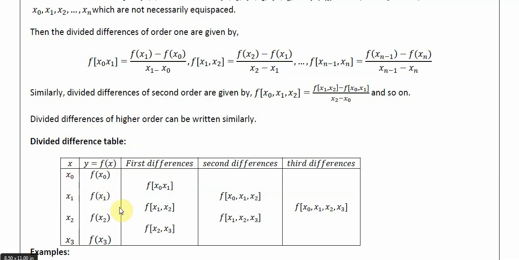So the first divided difference is f of x1 minus f of x0 divided by x1 minus x0. The next divided difference, corresponding to x1 and x2, is written as f square bracket x1 comma x2, and it is f of x2 minus f of x1 divided by x2 minus x1. Similarly, the divided difference corresponding to x2 and x3 is f square bracket x2 comma x3, and it is f of x3 minus f of x2 divided by x3 minus x2. So this is what is written in this general formula.